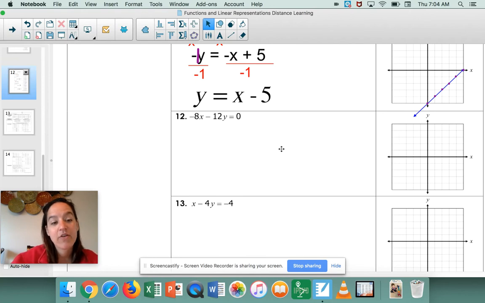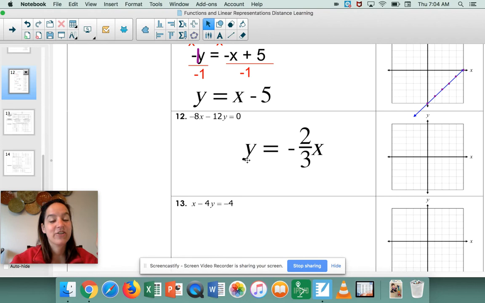So right now, hit pause. Do this problem number 12 and see what you get. And then when you're ready for the answer, hit play. Hopefully you did it. And you should have gotten y equals -2/3 x. Notice that I don't have plus anything. That's okay. That just means that the y-intercept is at the origin, okay?